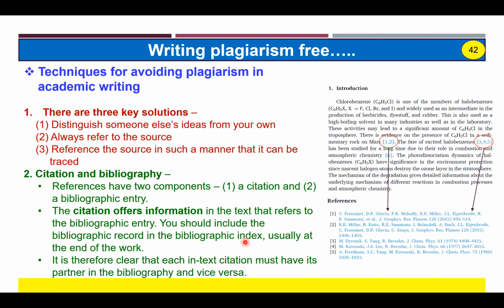Now, what are the ways you can avoid plagiarism while writing academic research, right? You find the result, then try to publish it and make it plagiarism free. There are a few methods I have indicated over here, four only. The first component is called citation and bibliography.